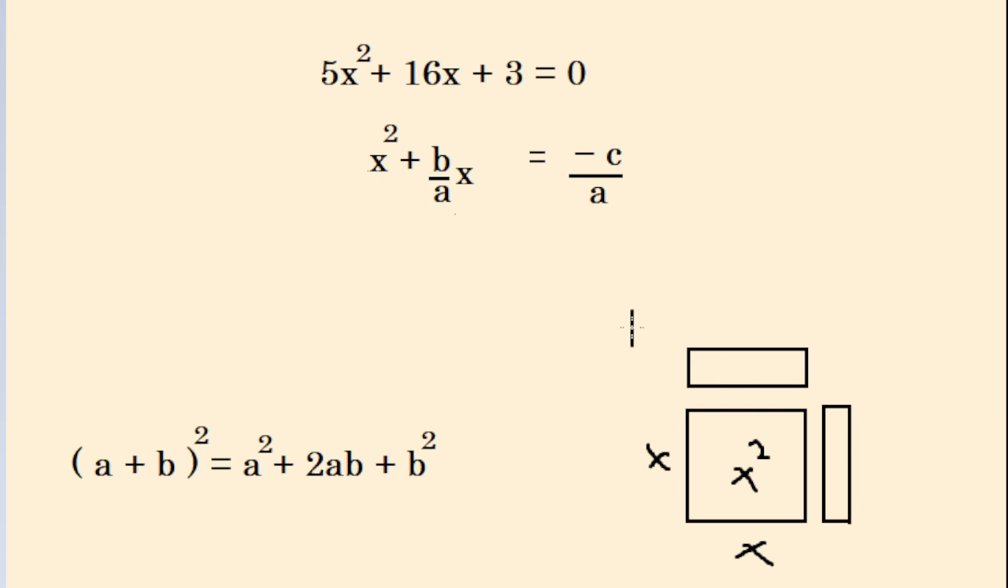I will try once again. B over 2a. And this is x. And this is the same. B over 2a. Not enough space.